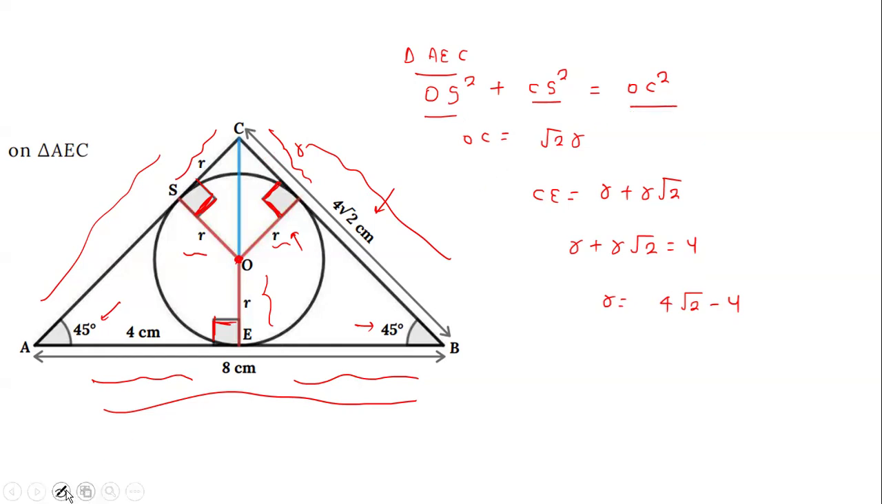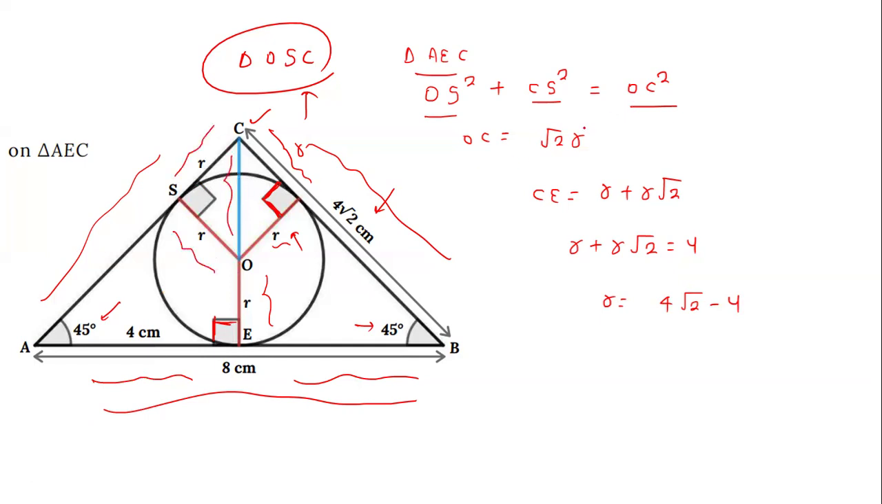So in the triangle, if you look at the triangle OSC, OSC means this, and this. So here you can write like this side square plus this side square is equal to this hypotenuse square. So we know this is R, this is R. So this OC will become like root 2R.